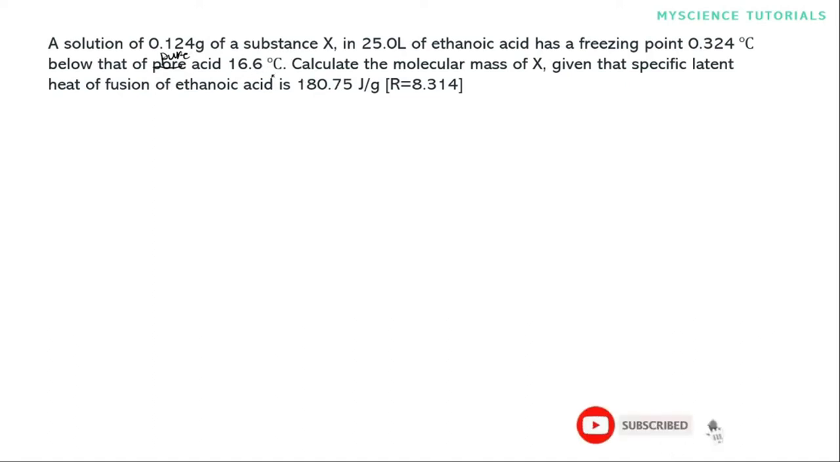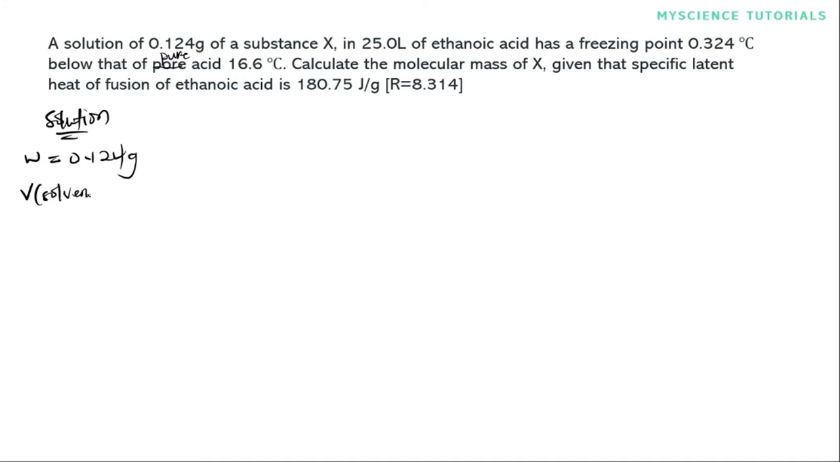So we have to calculate the molar mass of S, given that specific latent heat of fusion of ethanoic acid is 180.75 joules per gram, given that R is equal to 8.314. All right, so let's write down our solution. So we have a solution of, so it means the mass, small w, is 0.124 grams of substance S. Now the volume of the ethanoic acid, or our solvent, is 25 liters.